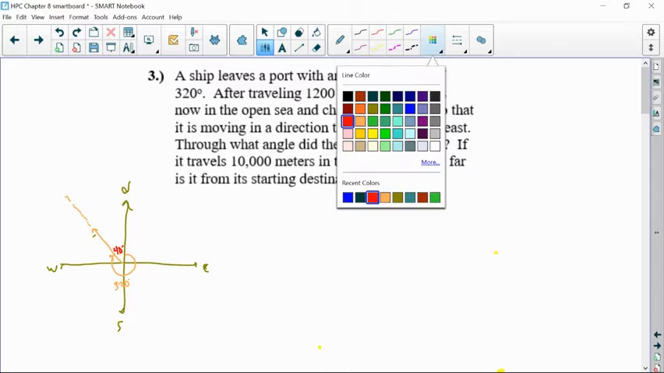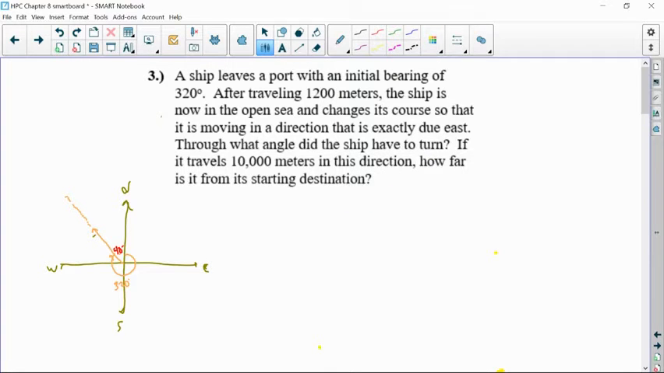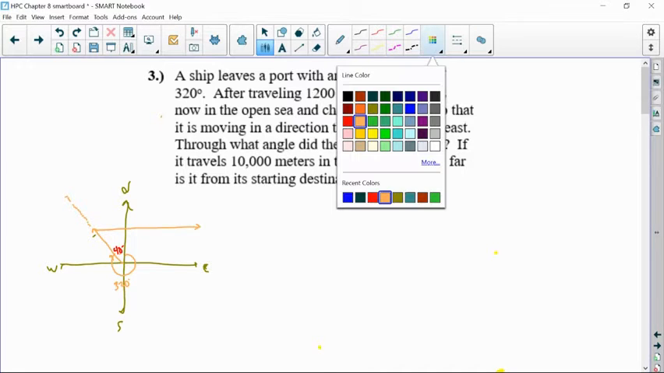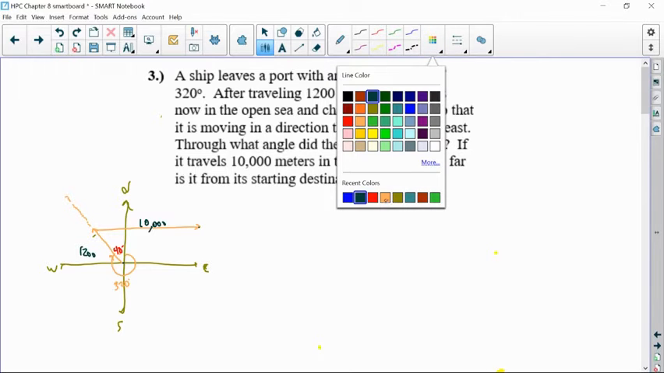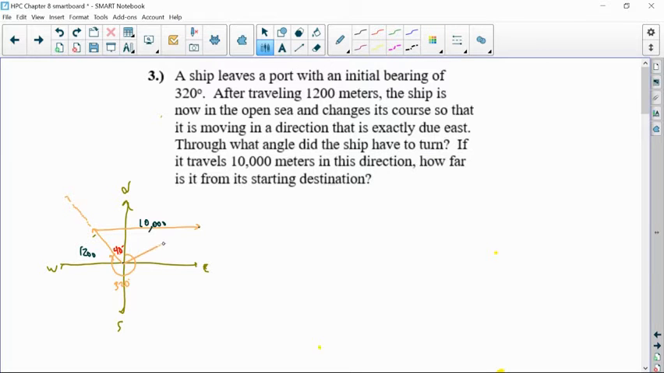And then the ship now is traveling due east. So now it's going to be going in this direction, due east. And it's going in that direction for 10,000 meters. So I should probably start labeling that this is 10,000 meters. And then this was 1,200 meters. Now I can really set up my triangle, because if I draw from the initial port to that instant right there, that'll complete that triangle, and that'll allow me to use law of cosines, law of sines, to solve for all the missing pieces.